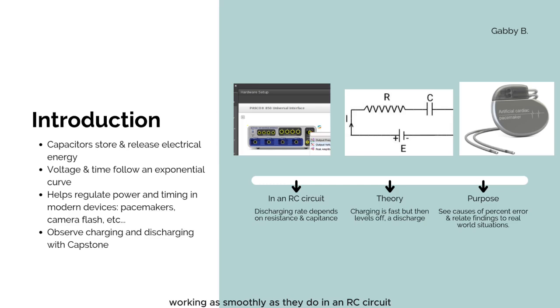In an RC circuit, when we apply voltage, the capacitor begins to charge, quickly at first, and then it gradually slows down as it approaches its maximum charge. So when the circuit is disconnected, it discharges in the same gradual way.